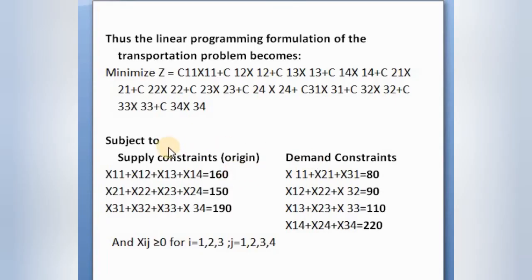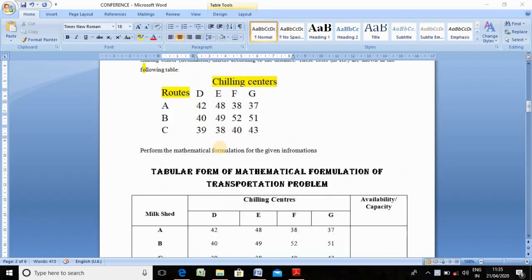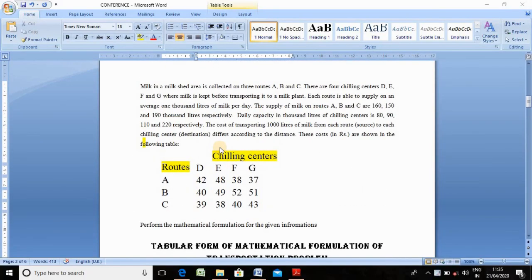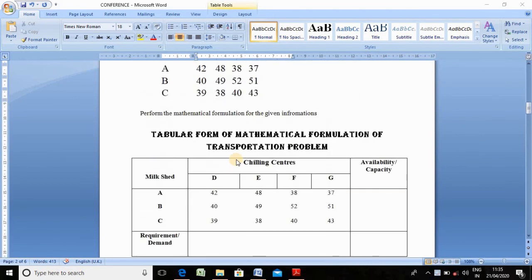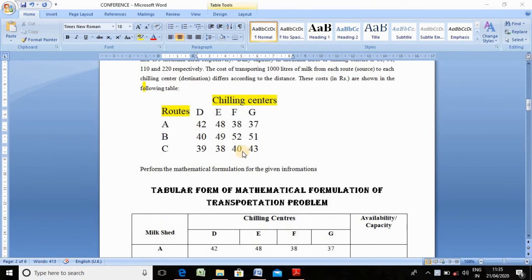The final result of the mathematical formulation for the given problem is this. It includes the objective function, subject constraints, and non-negativity. We have done this earlier. So this is the objective function and subject constraints. The supply constraint is for origins, the demand constraint is for destinations, the chilling centers, and this is the non-negativity. After formulating the objective function, constraints, and non-negativity, we have all the data to fill in here.